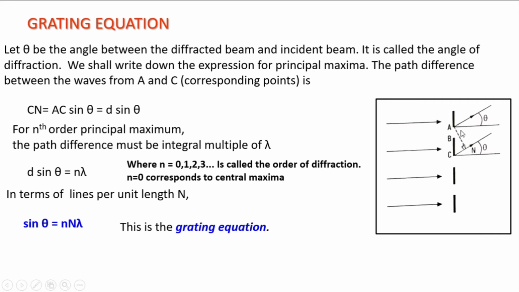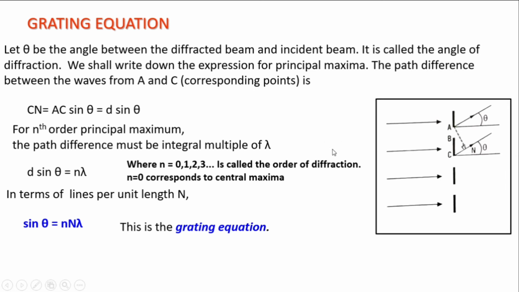If we consider these two parallel lines, the path difference between them is Cn, because we can take this line from A and this line from N. So the path difference is Cn. We need to find out the path difference. So how can we find Cn? Cn will be equal to d sin theta.